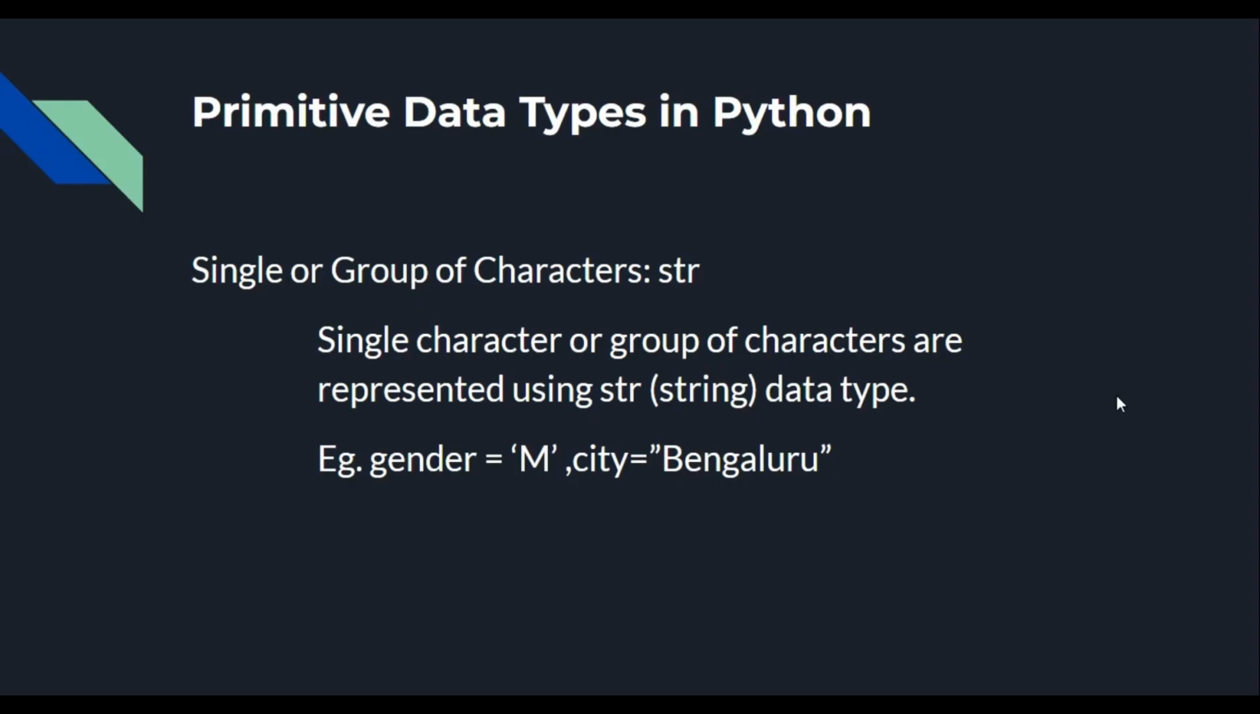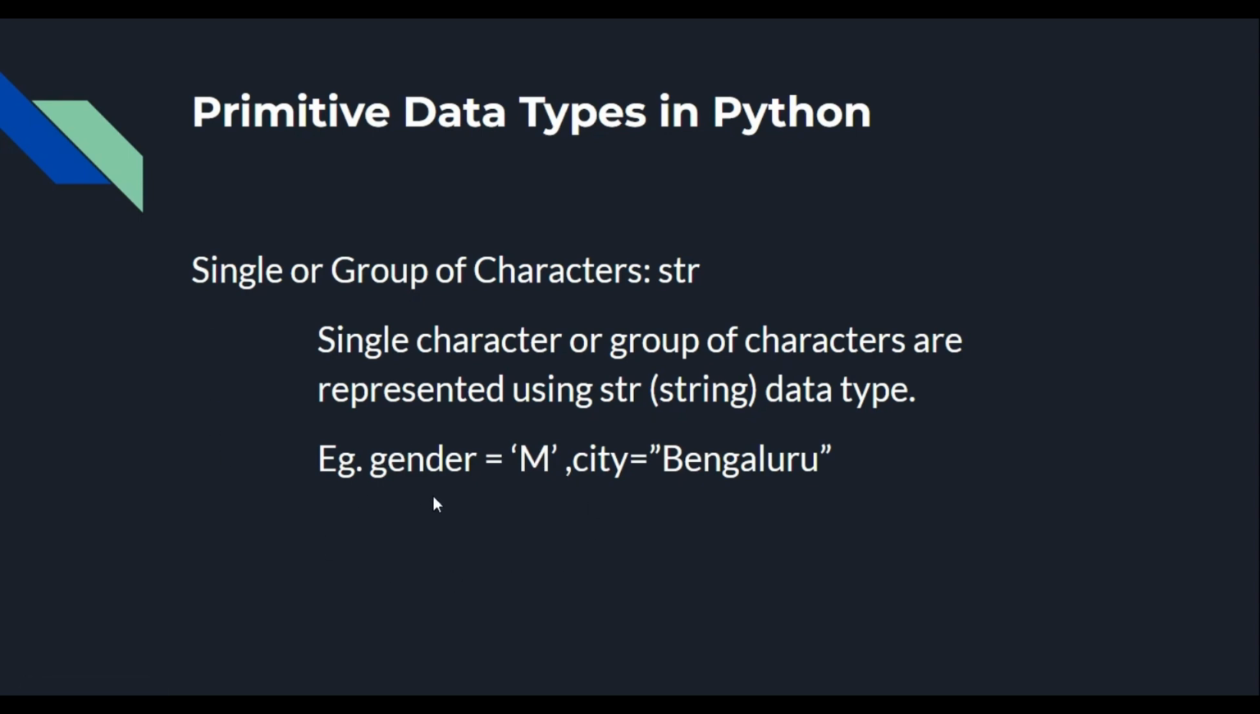The next one is single or group of characters, that is str. So that is the str data type. So we have group of characters. You want to represent name of a person, name of city, so it can contain group of characters, or if it is single character also, it will be considered as a string data type in Python. Whether it is a single character or group of characters, these are string data type in Python. There is no differentiation between single character and group of characters. Both are considered as a string data type.